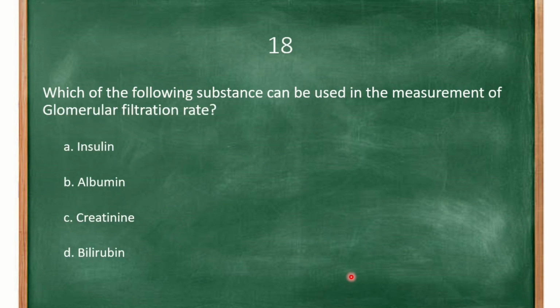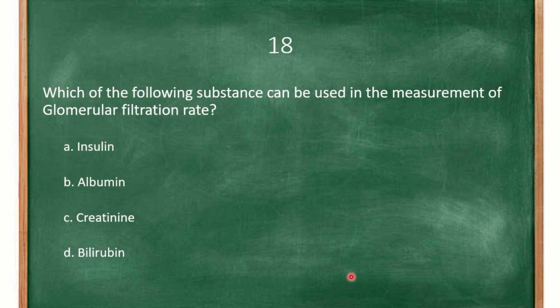Question 18. Which of the following substances can be used in the measurement of glomerular filtration rate? A, inulin, B, albumin, C, creatinine, and D, bilirubin. The correct answer for this is creatinine.